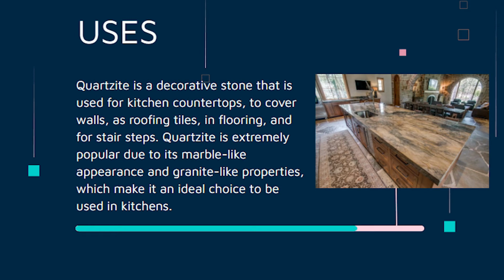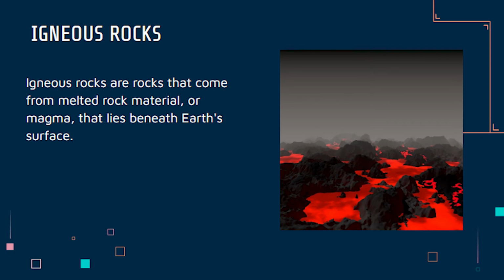Now, finally, we're going to talk about igneous rocks. And igneous rocks are rocks that come from melted rock material or magma that lies beneath Earth's surface. Now, some persons can mix up metamorphic and igneous rocks, but they are different. Igneous rocks come from magma that lies beneath the Earth's surface. Metamorphic rocks were once sedimentary or igneous rocks that were exposed to high temperatures and changed.